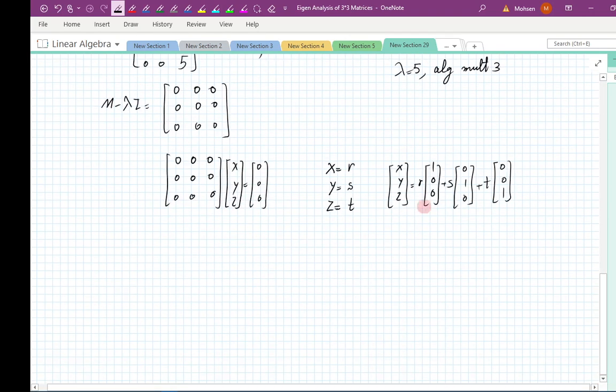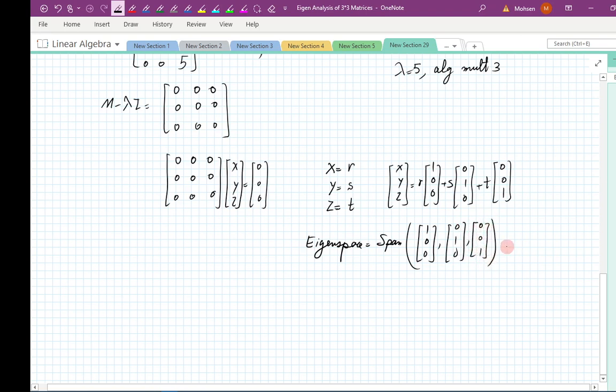So eigenspace is going to be the span of these. Eigenspace is going to be the span of these 3 vectors, which are just the basis vectors for R3. So what is the span of these 3 vectors? You have these 3 vectors here. Okay, vector number 1, vector number 2, vector number 3. What's the span of them? Well, the span of that is the entire space.